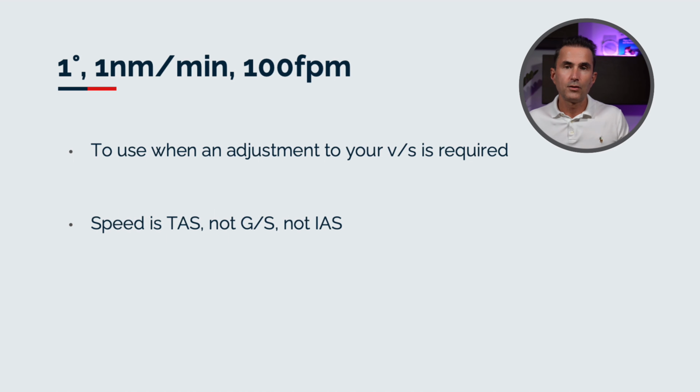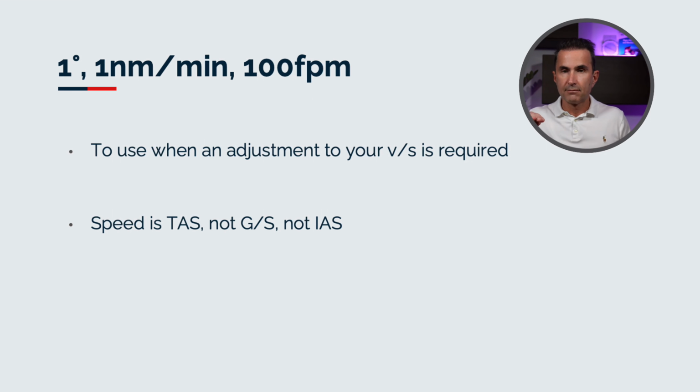So this is to use when you need to do an adjustment of your VS. So typically if the assessor will ask you, okay, climb at 2,500 feet a minute, and they tell you, okay, you're at 180 knots. How many degrees does that take? You have to be able to answer that quickly. And by the way, the reference speed here is TAS. It's true airspeed, it's not ground speed, and it's not indicated airspeed, so it's TAS.